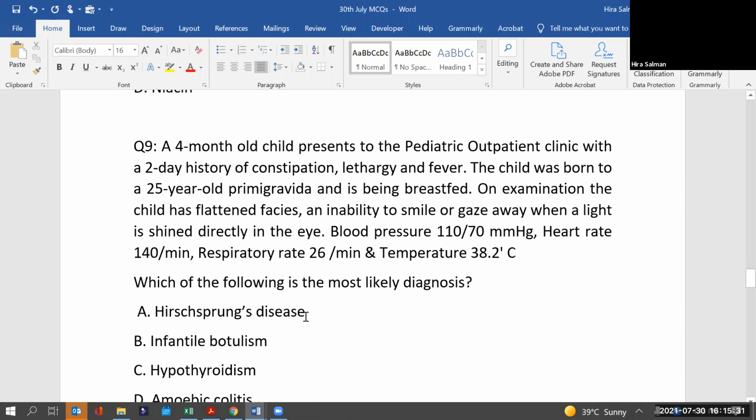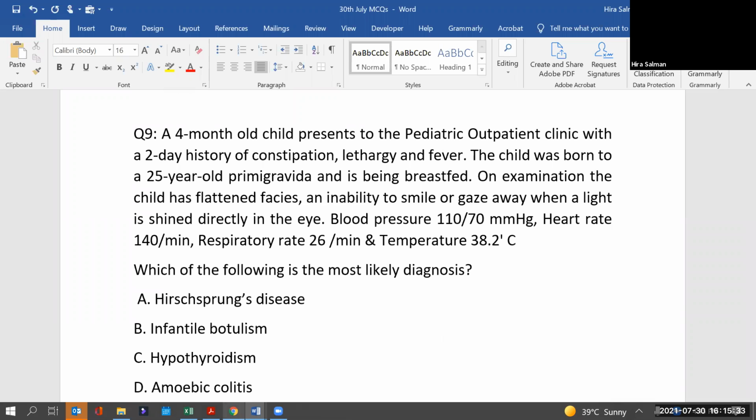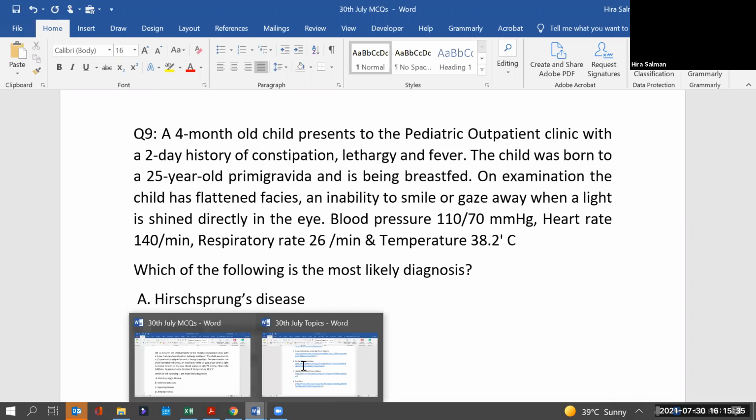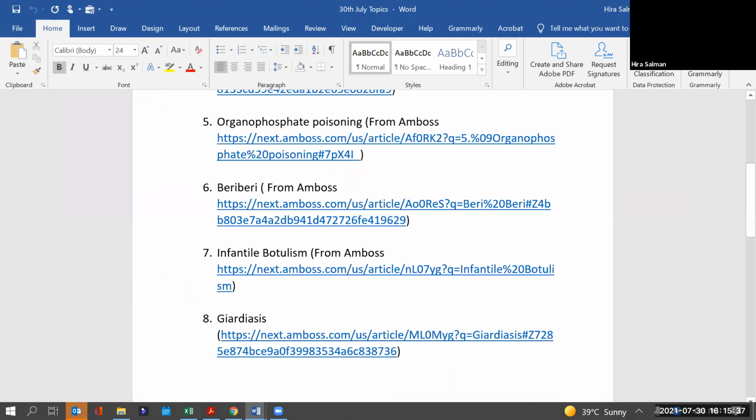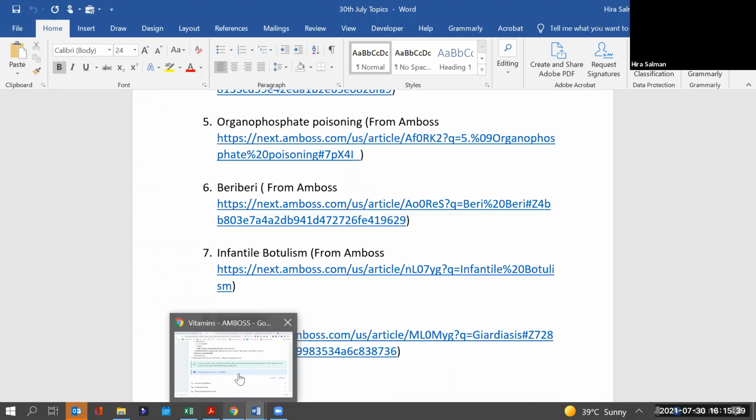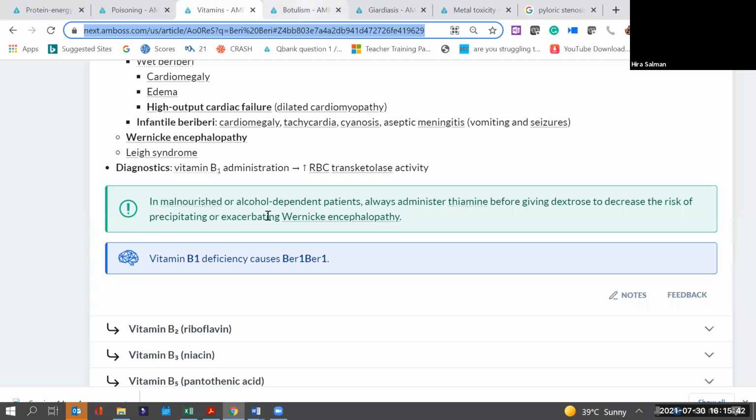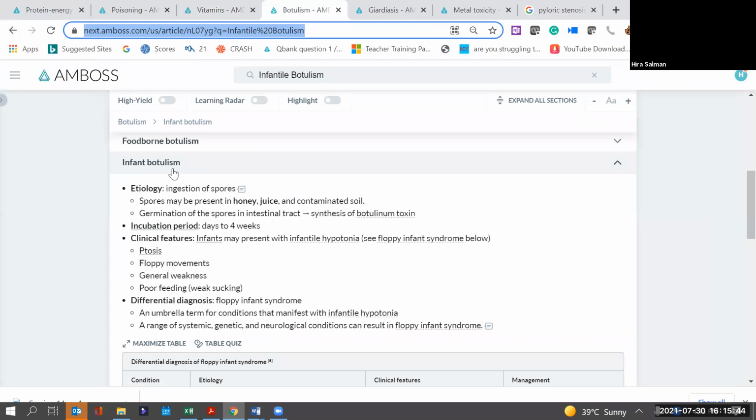For this one, we have to go for the theory first. Infantile botulism. For this one, let me take you to Emboss again. So of course, in infants especially, we are talking about botulism.